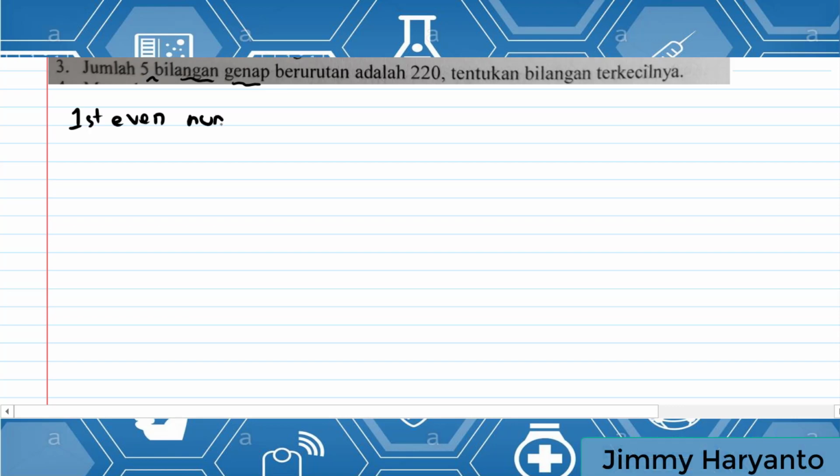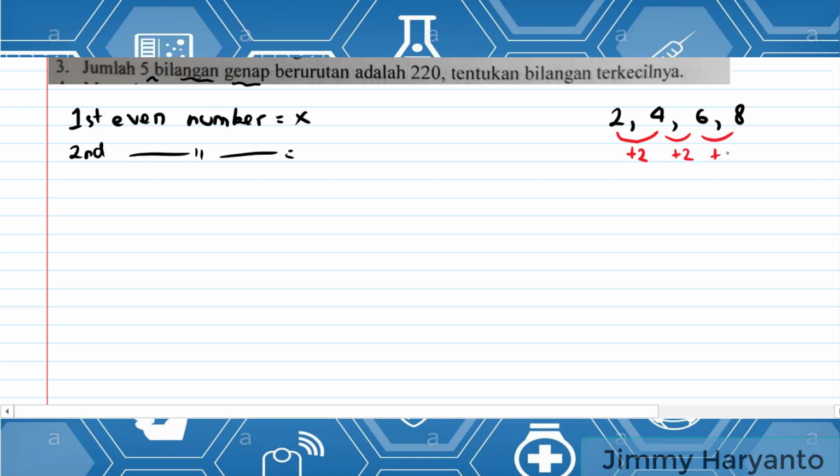So the first even number, we don't know the number, so we let the first even number be x. Okay, the second even number. What is the relationship between the first even number and the second consecutive even number? Ya, even number is genap. Genap itu 2, 4, 6, 8. From the first number, the second number is added by 2. The third number is also added by 2, and then added by 2.